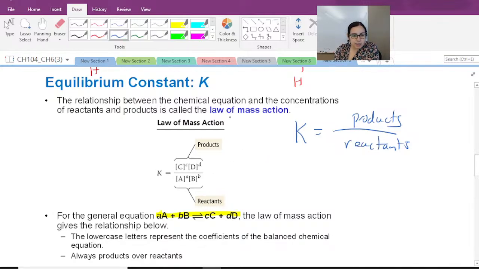So let's see what it is. If we just have this general equation, and notice they have the coefficients, these would of course balance out the equation. It comes out to, again, products on top, reactants on bottom. So product C to the power of c, whatever coefficient you use to balance it. And this is also concentrations. Usually if we were in solution, this would be molarity.